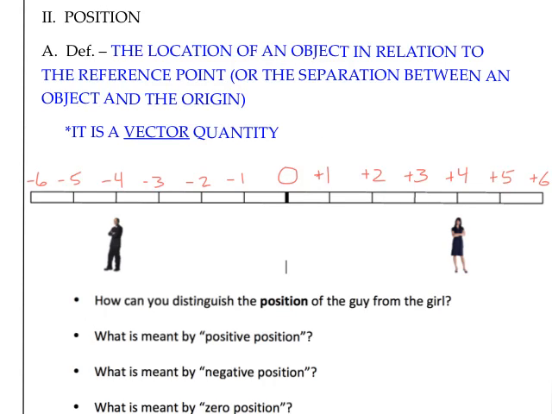Now we're going to get some new vocabulary. We're starting out with Roman numeral 2 on the word position. Go ahead and pause the video and write down the definition, and also number your number line just as I have done in the picture.